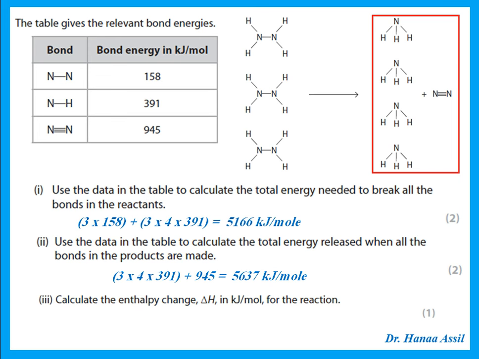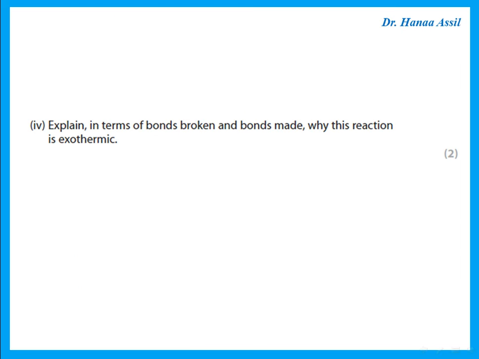So when he says calculate the delta H, how do we calculate the delta H? It is the energy needed to break all the bonds minus the energy released when the bonds are formed in the product. So it's reactants minus products. Reactants minus products in this case comes out to be a negative value. Remember, when delta H is negative, that means this reaction is what? It's exothermic.